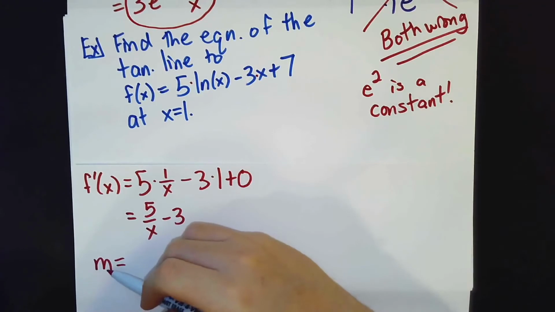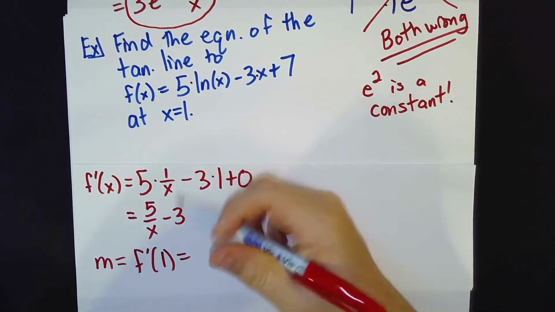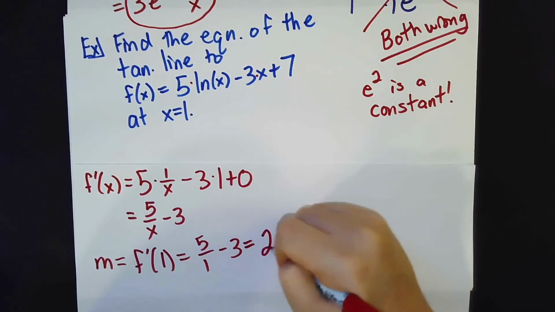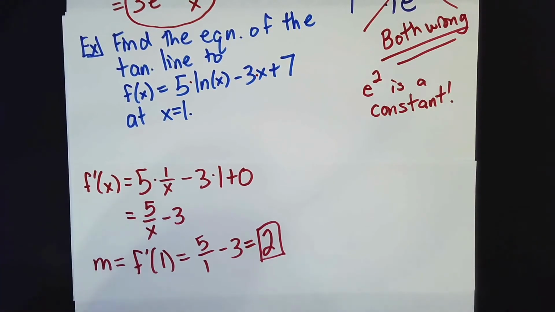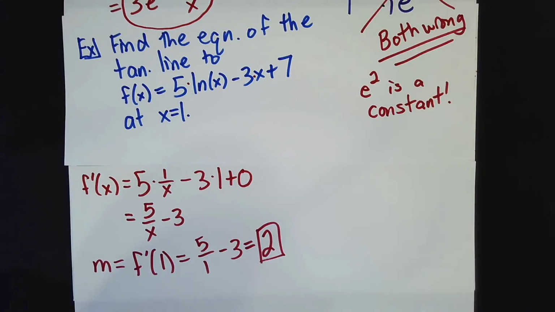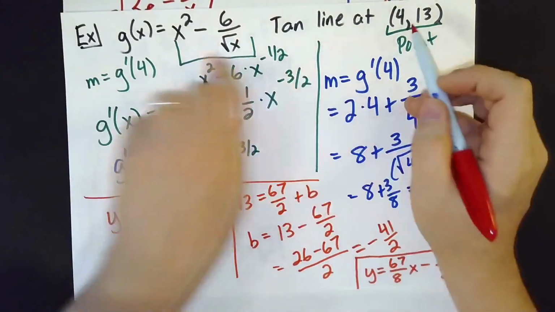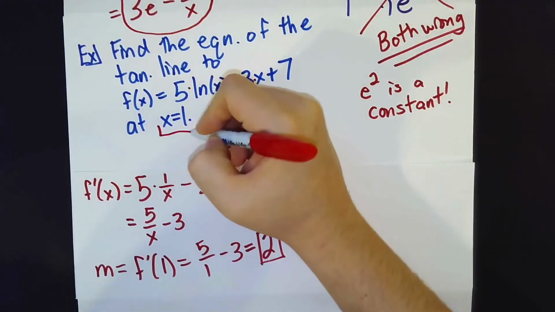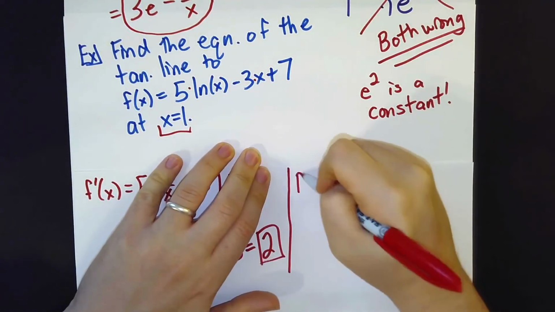And so remember, that slope is going to be f prime of the input, so that input is 1. And so this is going to be 5 over 1 minus 3. In other words, my slope here is 2. So I've got my slope, I've got my point. Oh wait, I don't actually have my point. In a lot of my previous examples of finding equations of tangent lines, I gave you the point in the question. Here I did not actually do that, I only gave you the x-coordinate of the point. So I need to make sure I also find the y-coordinate.